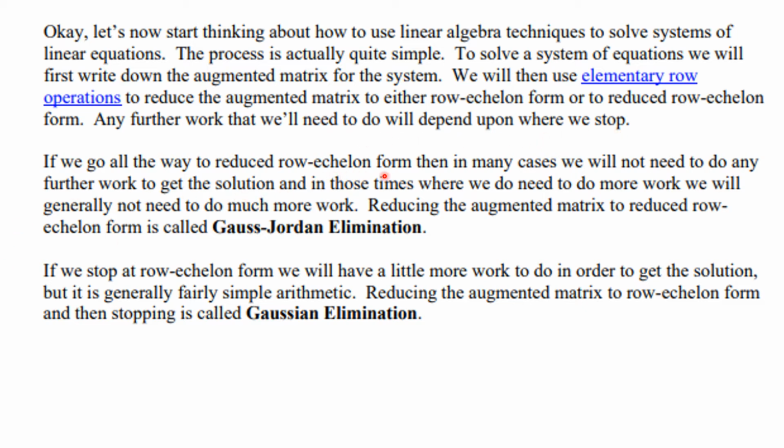If we go all the way to reduced row echelon form, then in many cases we don't need to do any more work to get the solution. And in those times where we do need to do more work, generally we'll not need to do much more work. Reducing the augmented matrix to reduced row echelon form is called Gauss-Jordan elimination. If we stop at row echelon form, we will have a little more work to do in order to get the solution, but it's fairly simple arithmetic. Reducing the augmented matrix to row echelon form and then stopping is called Gaussian elimination. So we have Gauss-Jordan elimination and Gaussian elimination, two different things.